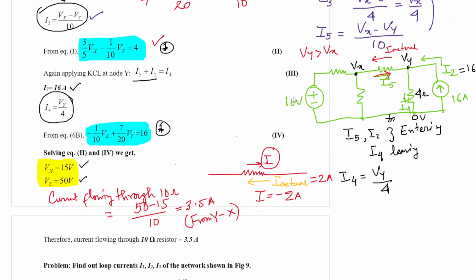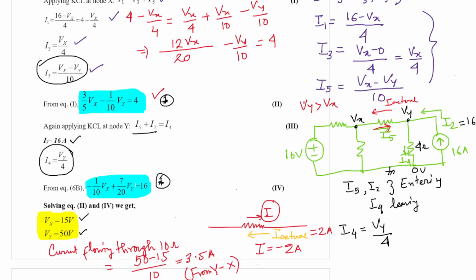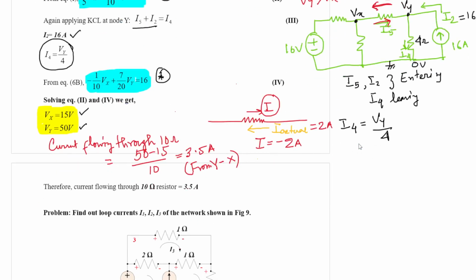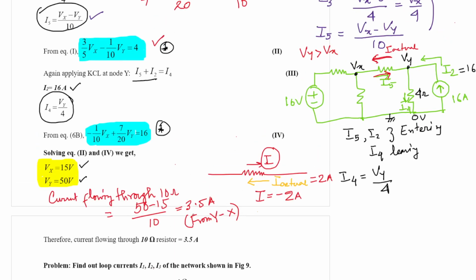From the solution itself it shows Vy is greater than Vx, which is a quite strong result, indicating that current must flow from node Y to node X. Current flows from higher potential to lower potential. So the magnitude of the current is 3.5 ampere, and you must mention the direction, it is from Y to X.